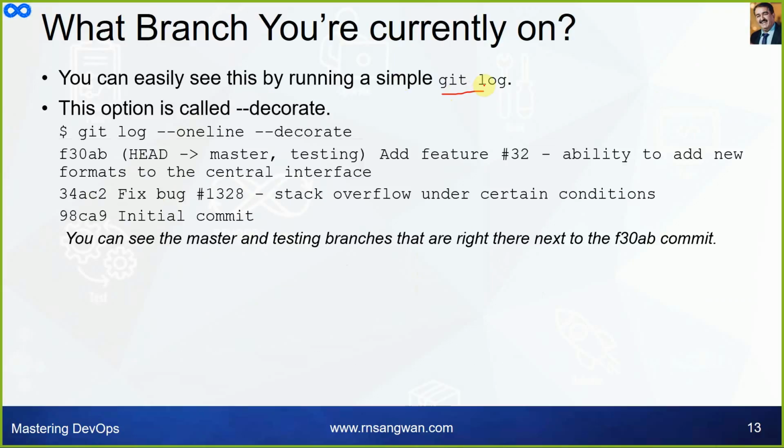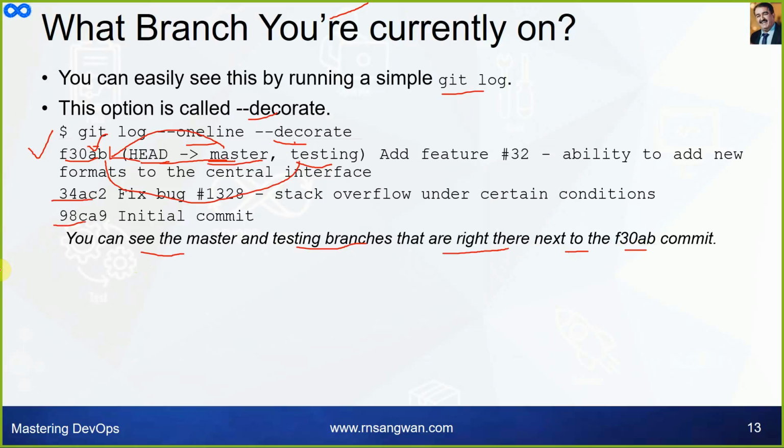Git log has an option called decorate. For example, git log --oneline --decorate, and this will show you where you are. This is your commit, this is your head pointing to master. So you are working in master right now. And there is another branch called testing. Master is pointing to this, testing is also pointing to this, but you are on master. This is the second commit and this is the first one, the initial commit. So you can see the master and testing branches right there next to this commit.